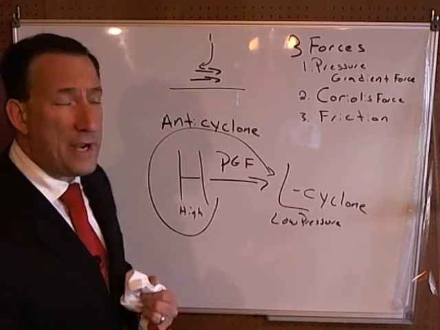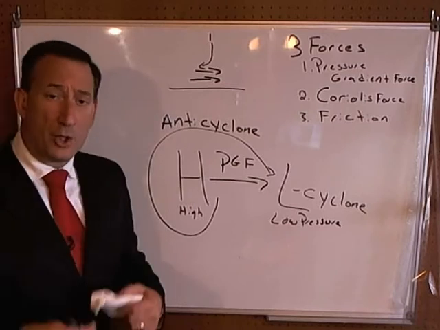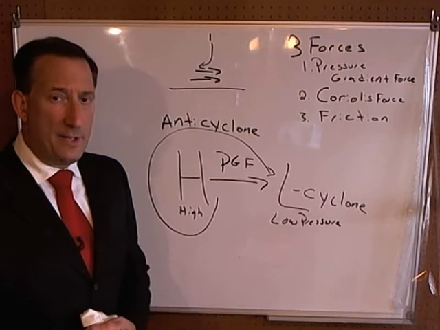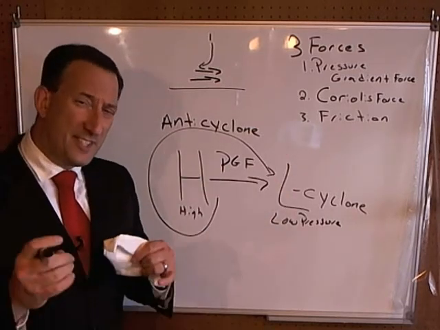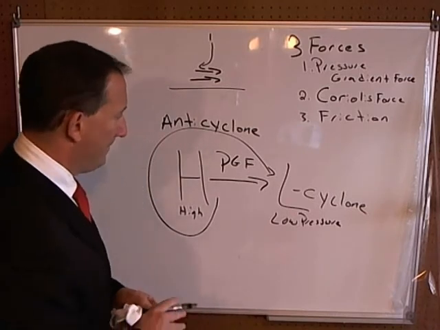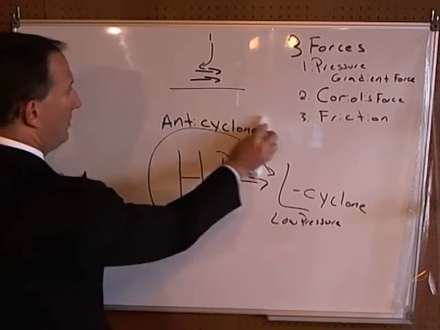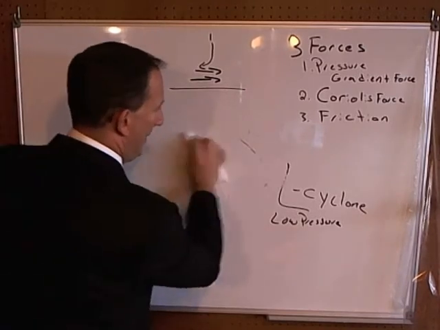So again, the pressure gradient force is the wind that flows from high pressure to low pressure. The Coriolis force is the wind that deflects to the right in the northern hemisphere, to the left in the southern hemisphere. And friction changes the speed and the direction of the wind. So it's going to do two things, that friction. When we combine all these together, this is kind of what it looks like. I'm going to do a two-dimensional and a three-dimensional look at the winds.